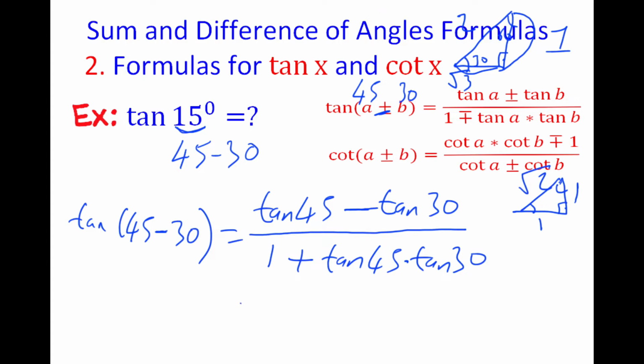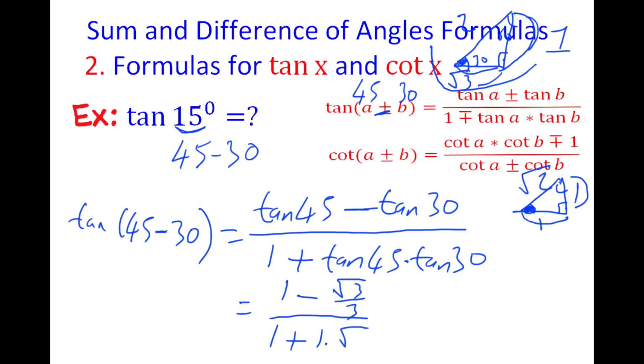So this is going to be equal to, guys, tangent 45, this is 45, right? So tangent 45 was opposite divided by adjacent. So it's going to be 1 divided by 1, which is 1, right? So we have 1 minus tangent 30, guys. We're going to use this special right triangle, and we're going to look at the situation from the 30 degrees perspective. So tangent was opposite divided by adjacent, so that means 1 divided by square root of 3, guys, or square root of 3 divided by 3, divided by 1 plus 1 times square root of 3 divided by 3.